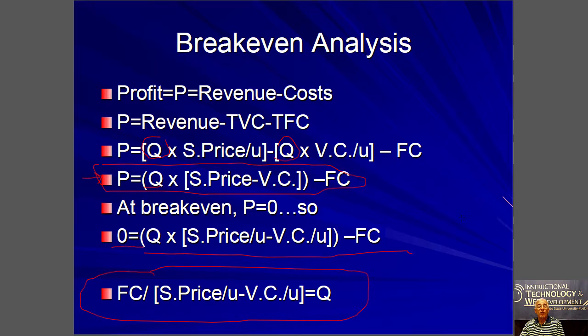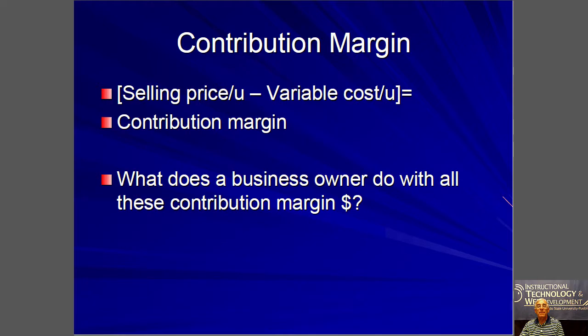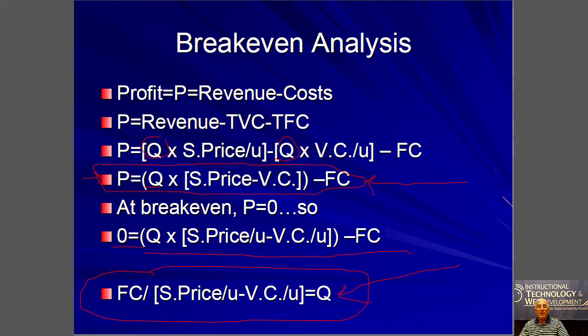I don't like to use that formula because who wants to work their buns off to break even? If you want, let's say, to make $5,000 of profit a month, this formula doesn't help very much, but this one surely does. And that's the one we'll keep referring to. The term in parentheses, selling price per unit minus variable cost per unit, is called contribution margin.